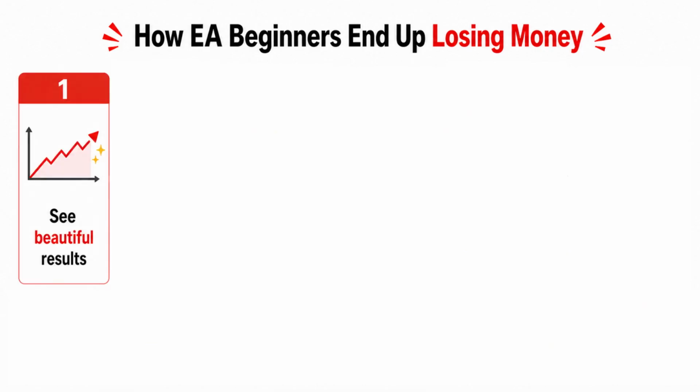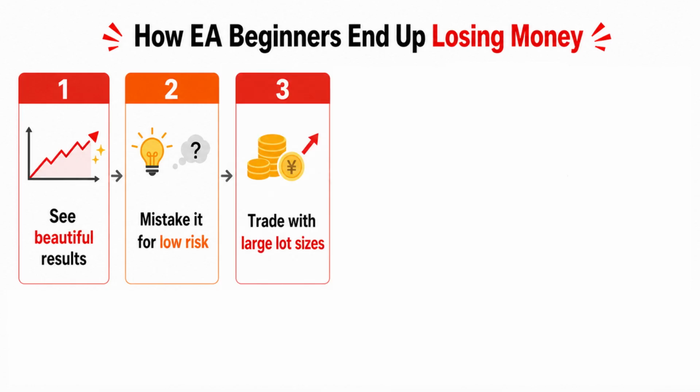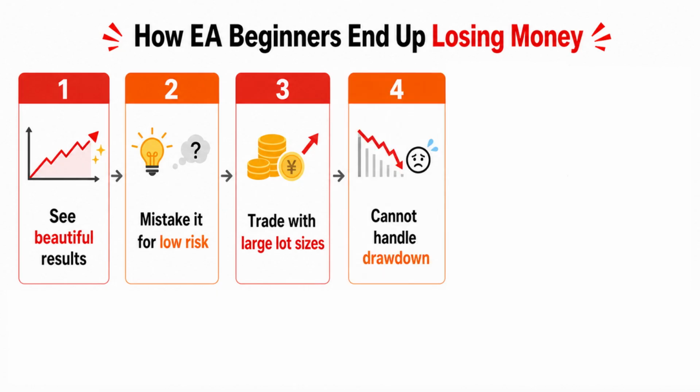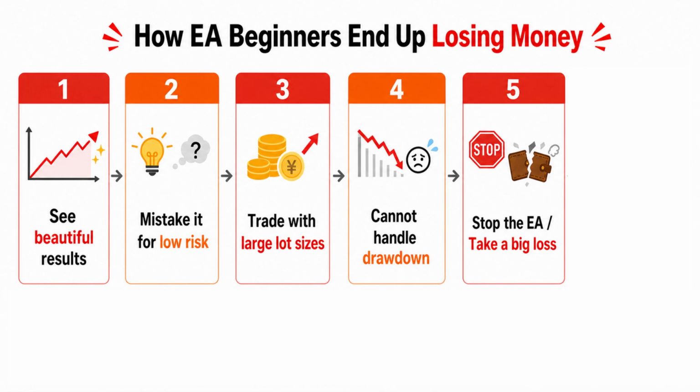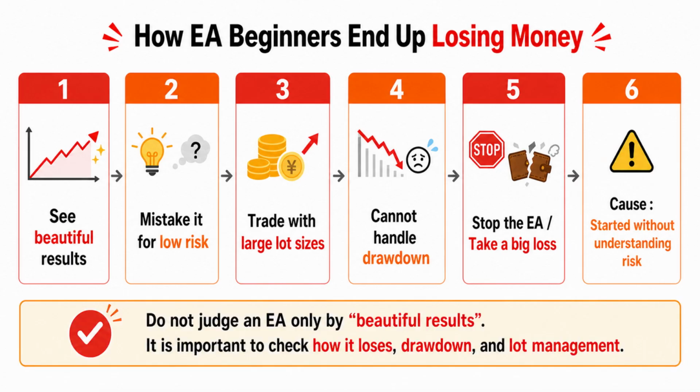First, they see beautiful performance results. Then, they mistake those results for low risk. Next, they want to make money quickly, so they trade with large lot sizes. But when drawdown comes, they cannot handle it. Finally, they stop the EA, or worse, they take a large loss. This pattern is extremely common. The reason is simple. They look only at the profits, but not at the risk.